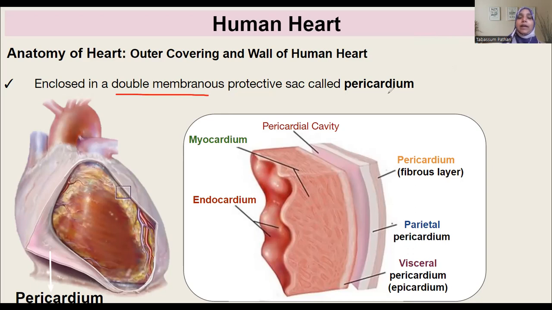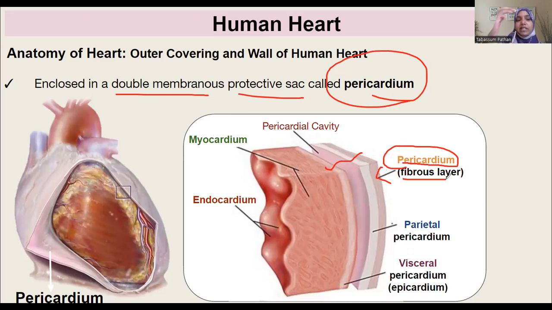This double membrane protective structure, or the protective sac, is known as the pericardium. It is known as what? Pericardium. So this whole structure is the pericardium. Now you have layers to this pericardium. The outermost layer itself is made up of fibrous connective tissue. A fibrous layer is there. You can see in this picture over here.